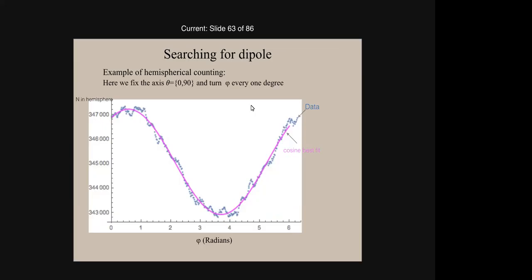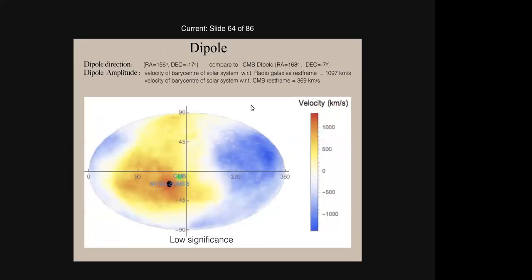This is not a fit at all to the data. This is just the data coming out, and it's fit by the dipole. So there is a dipole in the number count of the radio sources, and you see the velocity that it corresponds to. This is the direction of the CMB dipole. This is the direction of the dipole of the radio sources. The direction is very similar to the CMB dipole direction, but the velocity is more than twice as large. So the directions agree, but the amplitude of the dipole is larger.